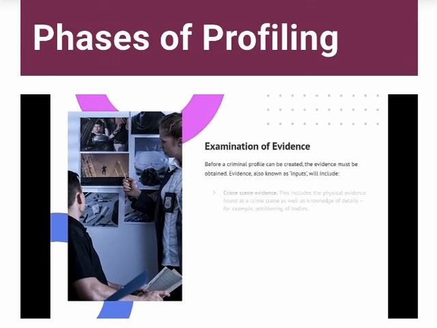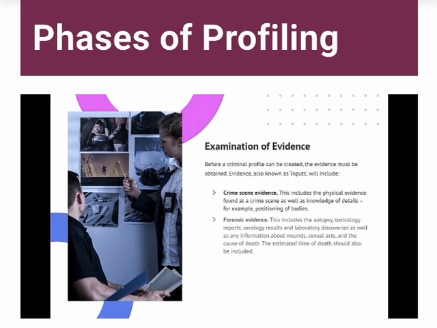Examination of evidence. Before a criminal profile can be created, the evidence must be obtained. Evidence, also known as inputs, will include crime scene evidence. This includes the physical evidence found at a crime scene as well as knowledge of details, for example, positioning of bodies. Forensic evidence. This includes the autopsy, toxicology reports, serology results and laboratory discoveries as well as any information about wounds, sexual acts, and the cause of death. The estimated time of death should also be included.